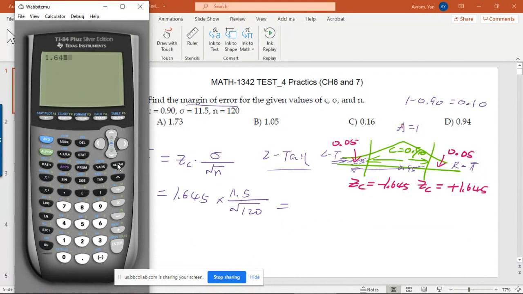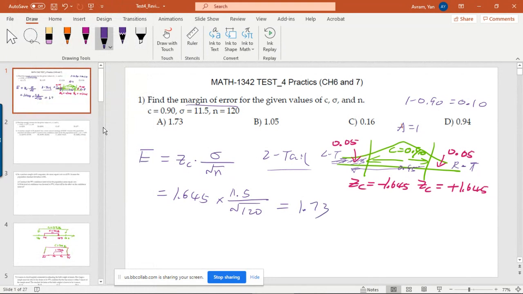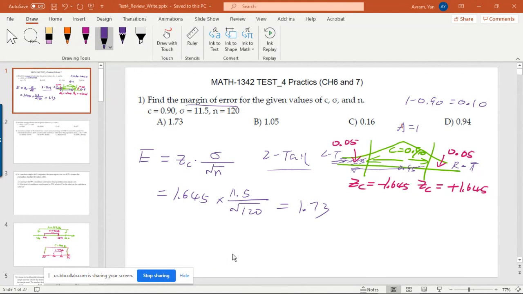We can use 1.645 times 11.5, and then divided by square root of 120. Okay, and then if we round to 2 decimal places, now we get 1.73, right? At 2 decimal places, the third digit is 6, so we need to round up. So now we get 1.73. All right, so that is how we calculate the margin of error in this one. Okay, any questions?